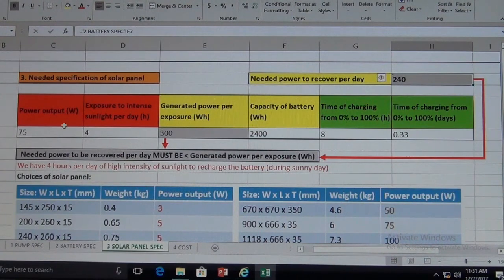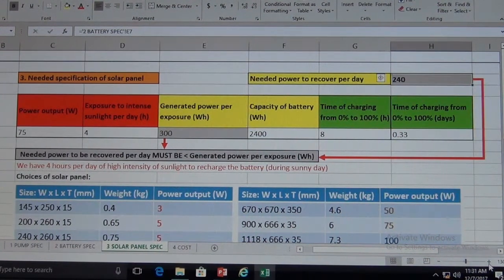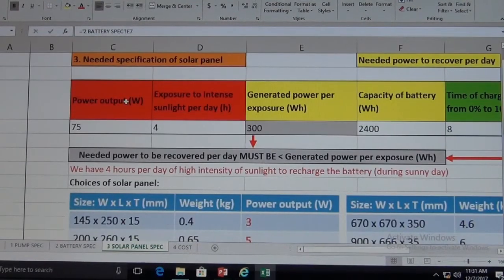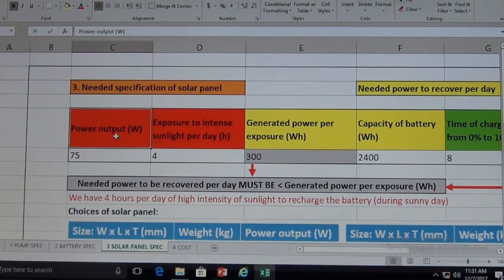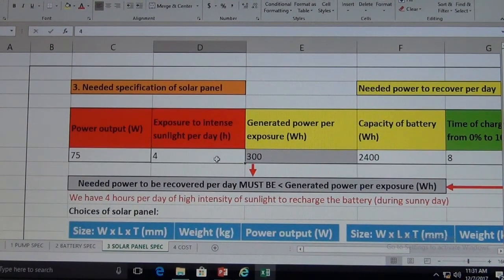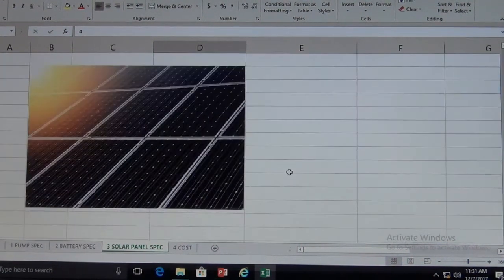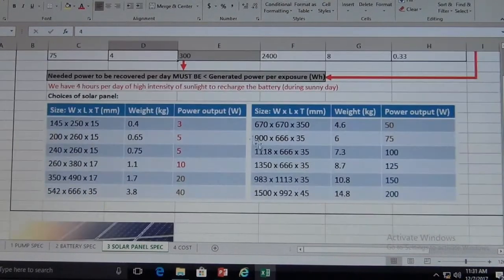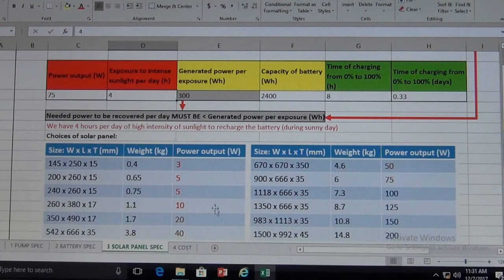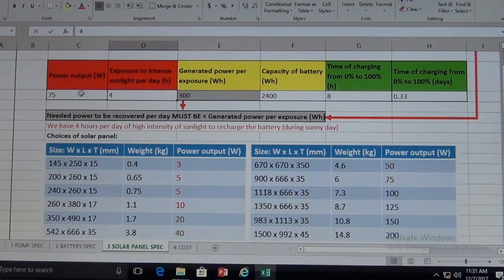So how do we calculate? You need to key in this input. This is the solar panel specification, the power output and exposure to intense sunlight per day. Maximum per day in Malaysia is 4 hours. Put 4 hours. Power output, you have to refer to the specification of the manufacturer. They have so many lists of power output over here, 3, 20, 50. Just simply key in. For example, let's try this specification of solar panel. We put 3.